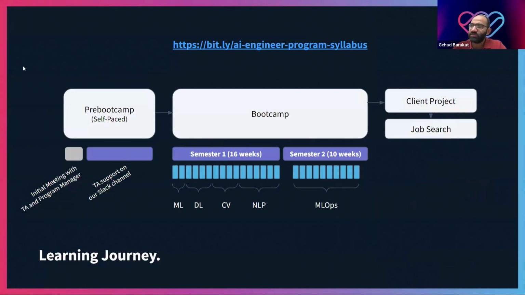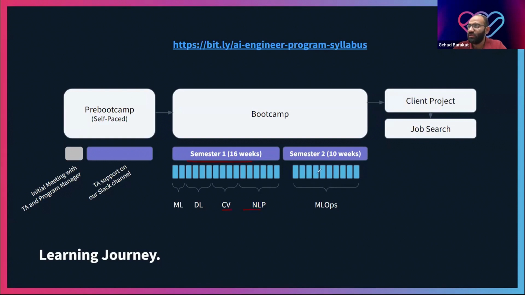As I mentioned, it's about 6 months, and the 6 months is divided into 2 main semesters. The first one is what we call deep learning, computer vision, and NLP. And the second one is machine learning operations. And once the students complete the bootcamp, they would be directed to the client projects and then get the needed support to do job search.